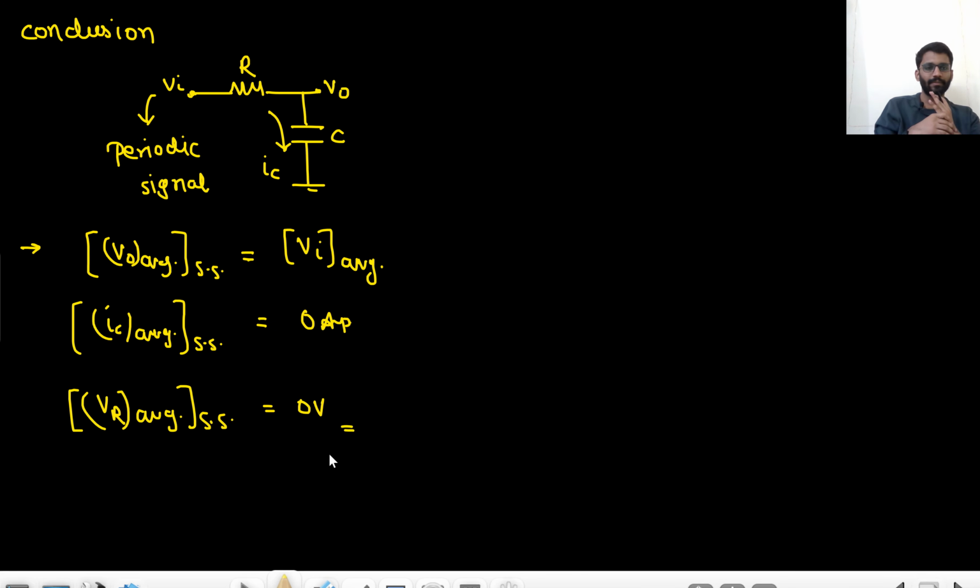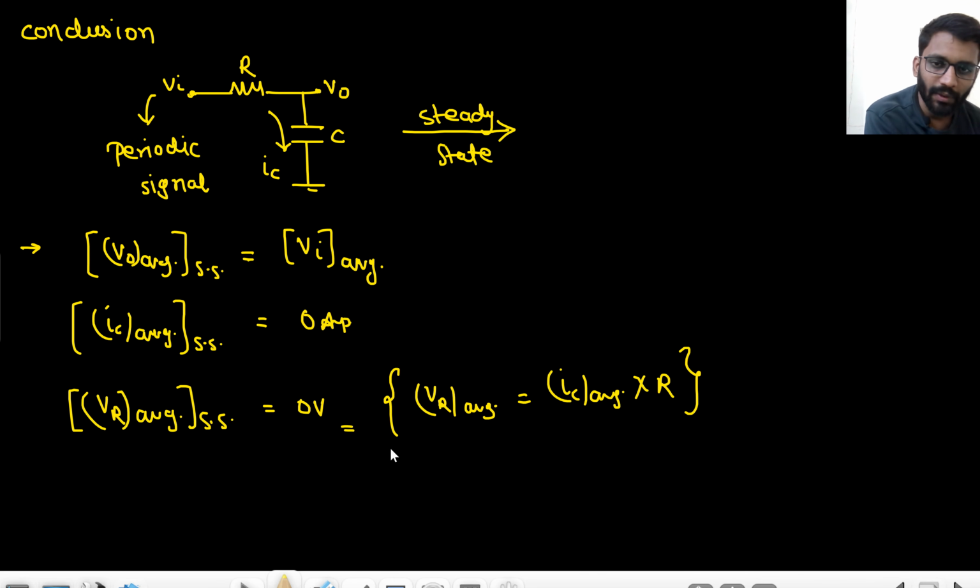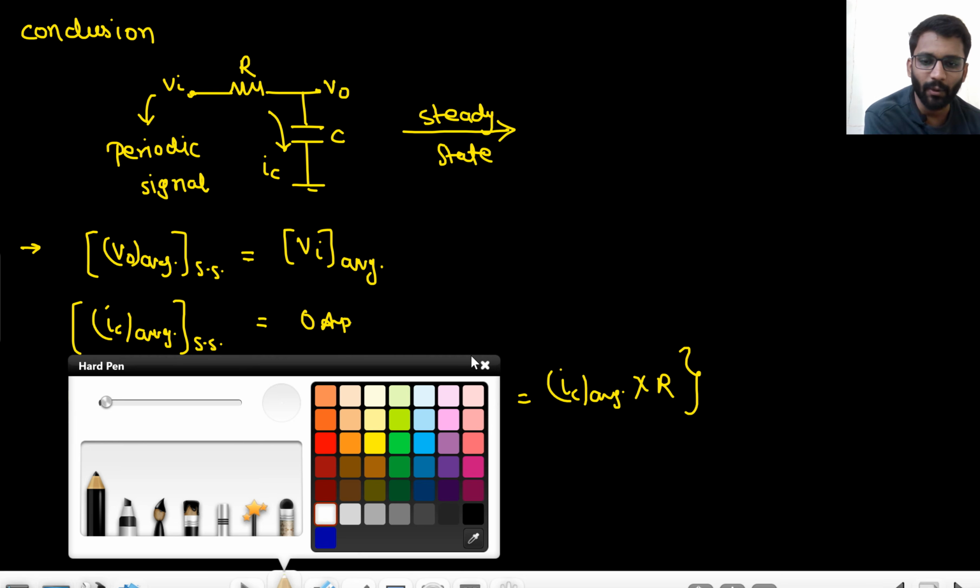Are you getting my point? At steady state, there is average 0 current flowing through the resistor, right? Because VR average would be IC average into resistor R. So if this is 0, this will also be 0 volt. Okay. So at steady state, what will happen? At steady state, what you can do? You can simply replace the capacitor with the open circuit.